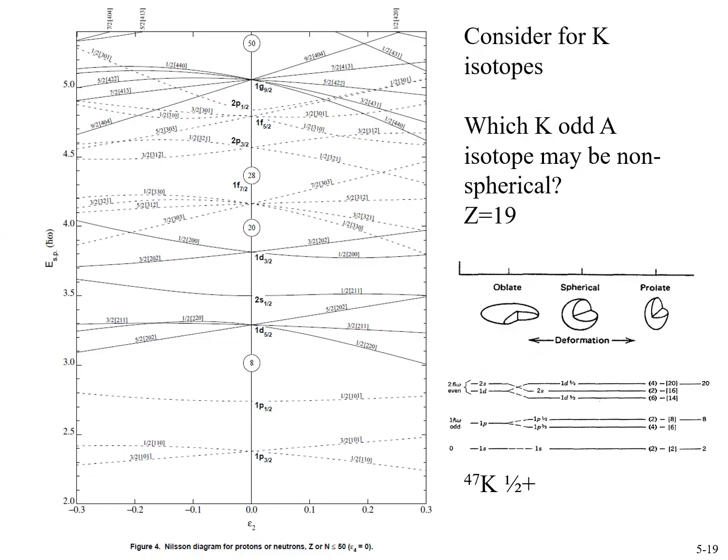We can do another example for potassium isotopes. Let's consider odd A potassium isotopes. So the unpaired nucleon is from the proton. Potassium has 19 protons. From the shell model, the 19th proton is living in this 1D 3/2 state. So we would expect a spherical potassium isotope to have a spin of 3/2 and a positive parity. If we look at potassium 47, it has a spin of 1/2, positive parity.